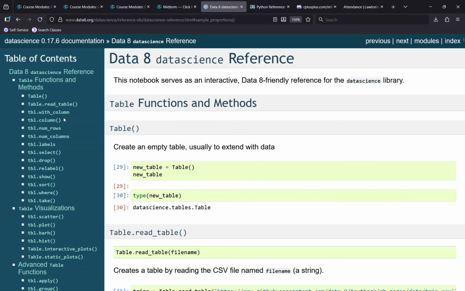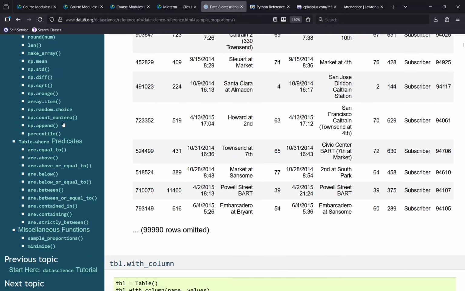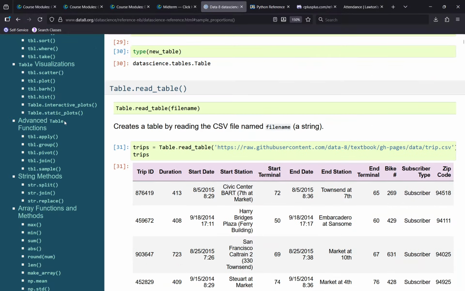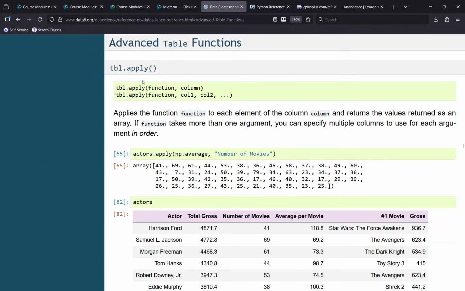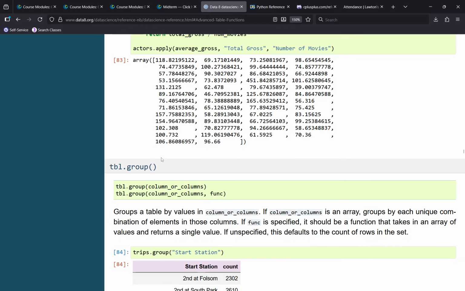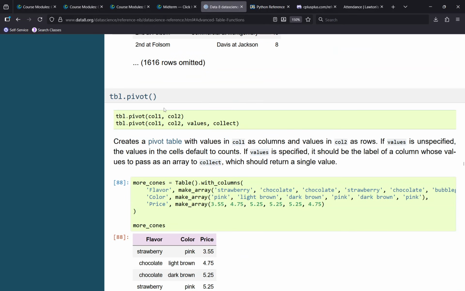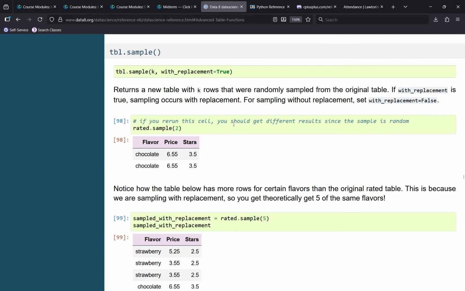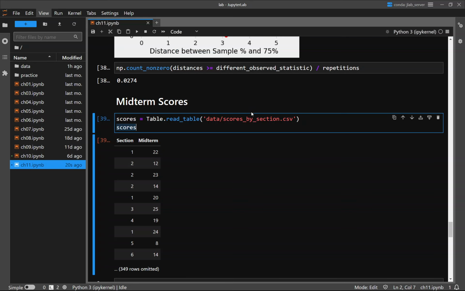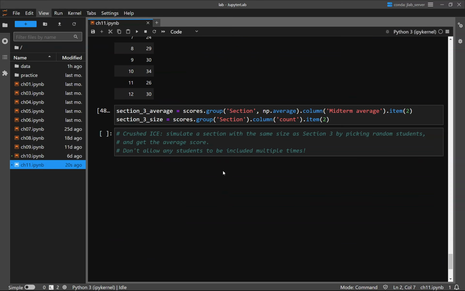Let's go find it. It's a lot of stuff to keep in your head, I know. But it's going to be in advanced table functions. To apply a function, to group things. We know about pivoting. We know about joining to attach things. Dot sample. Dot sample to get a random sample of some rows of a table. And you're going to be messing with this with replacement, because by default it's true. And you don't want to replace students. You don't want that at all. All right, so that's my question for you.